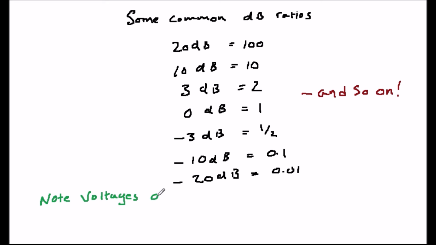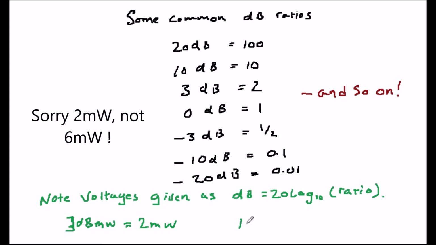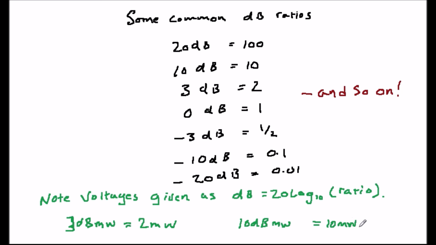Note, however, that the formula dB is equal to 10 log 10 of a ratio only applies to powers. If we're talking about voltages, the formula is that it's 20 log to the base 10 of a ratio. Sometimes a unit is placed after the dB to show how much bigger a measurement is than that particular unit. As an example, 3 decibel milliwatts is equal to 2 milliwatts. In other words, it's 3 dB larger than 1 milliwatt. And 10 decibel milliwatts is equal to 10 milliwatts.